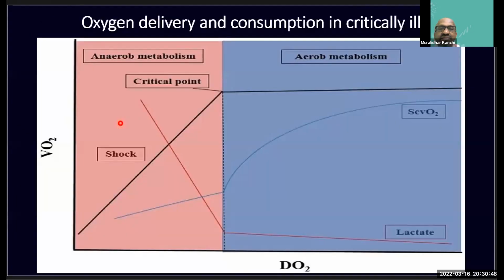What is important when you talk about critically ill patients is this relationship between the oxygen delivery on the horizontal axis and oxygen consumption on the vertical axis. There is a critical point at which, when the delivery of oxygen falls below that critical point, a shock state ensues with increasing lactates and diminishing mixed venous oxygen saturation.